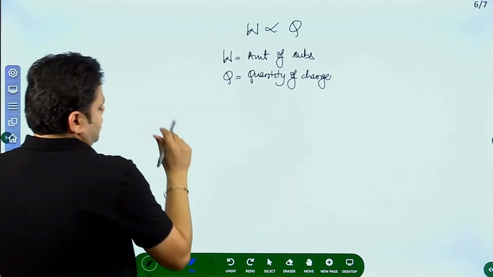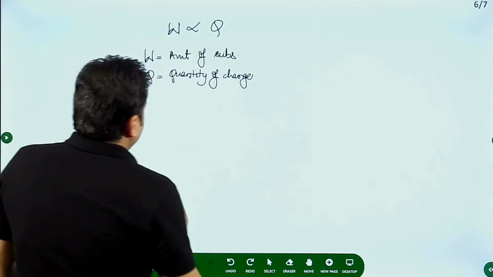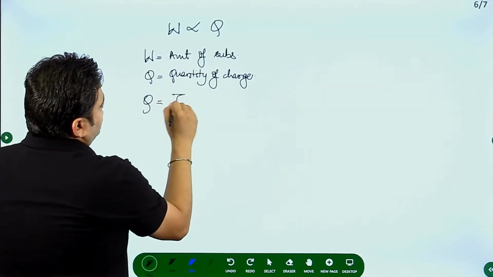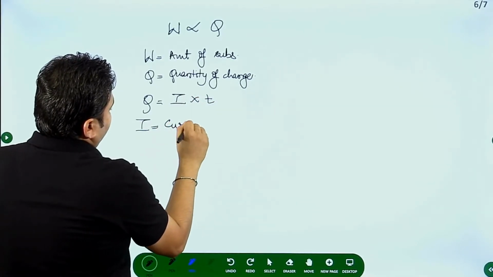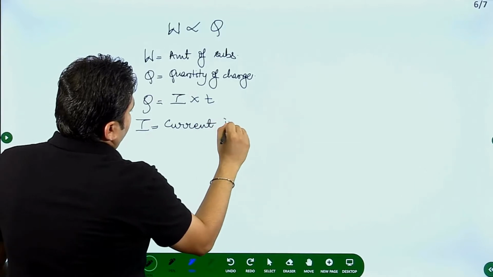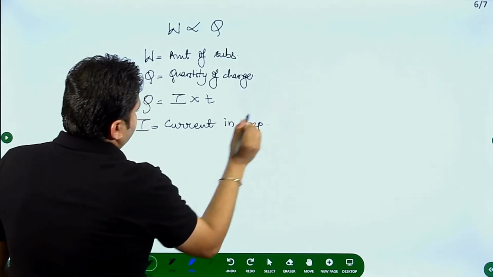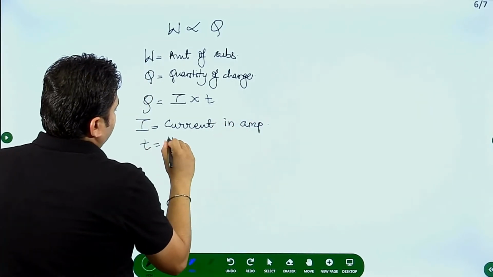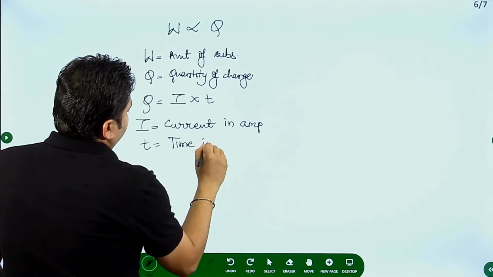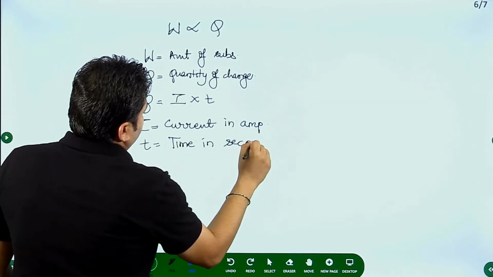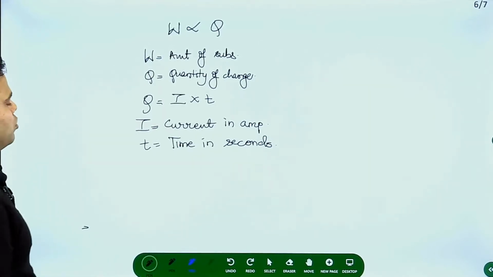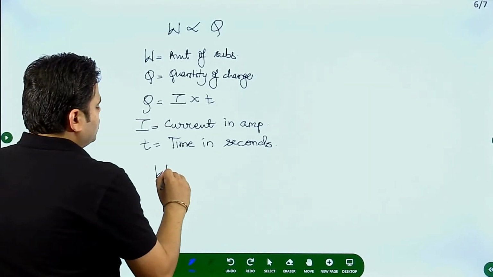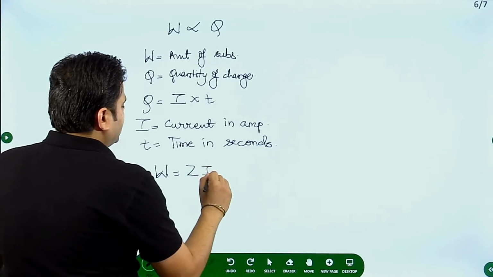Now we all know that Q is equal to I into T, where I is the current in amperes and T is the time in seconds. So this will become W is equal to ZIT.